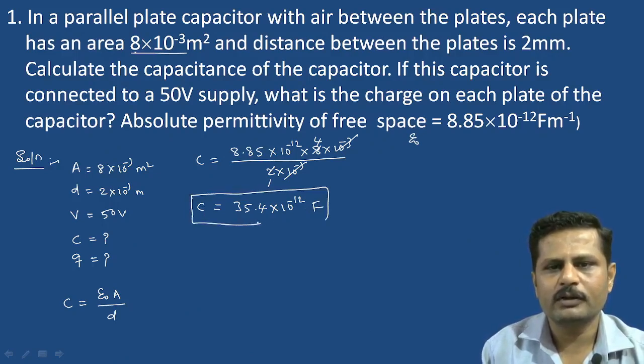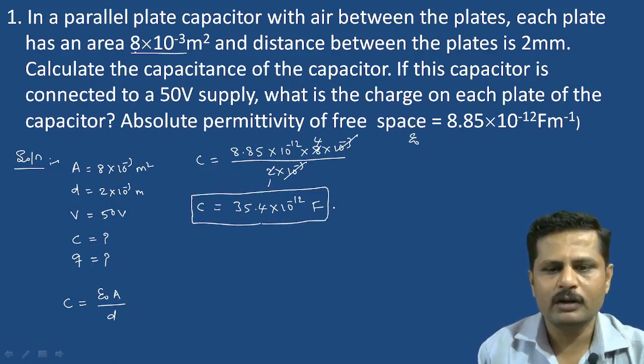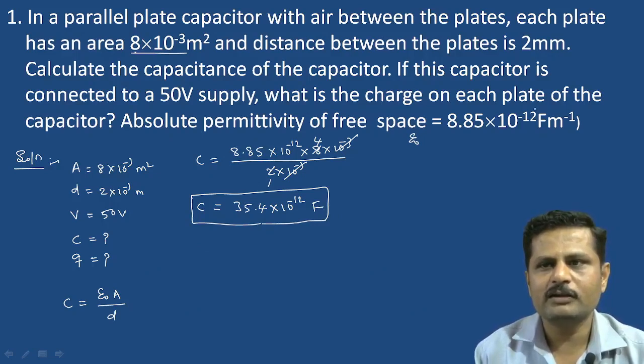So C equals 35.4 into 10 raised to minus 12 farad. Now we need to find one more quantity, the charge on each plate of the capacitor when it is connected to a 50 volt supply. The charge on each plate equals the capacitance times the voltage supplied across its ends. That is, the capacitance 35.4 into 10 raised to minus 12, and the voltage, 50 volt.